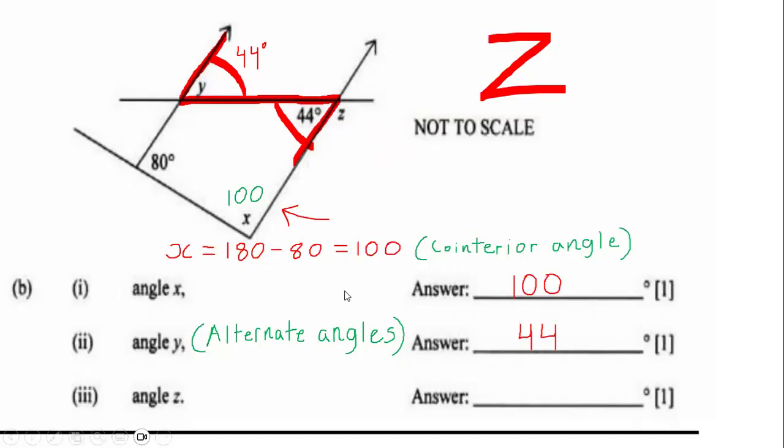All right, did anyone get Z? Did anyone get Z yet? I got Z. Very good. What did you get for Z? I got 136 degrees. 136 degrees. Okay, 136 degrees.